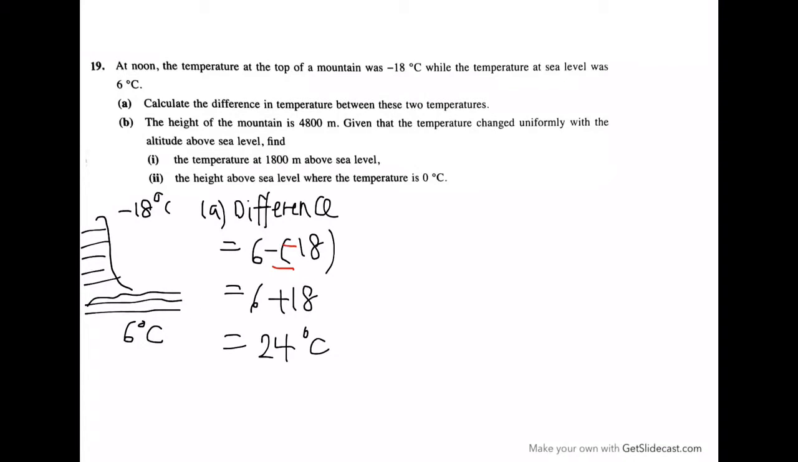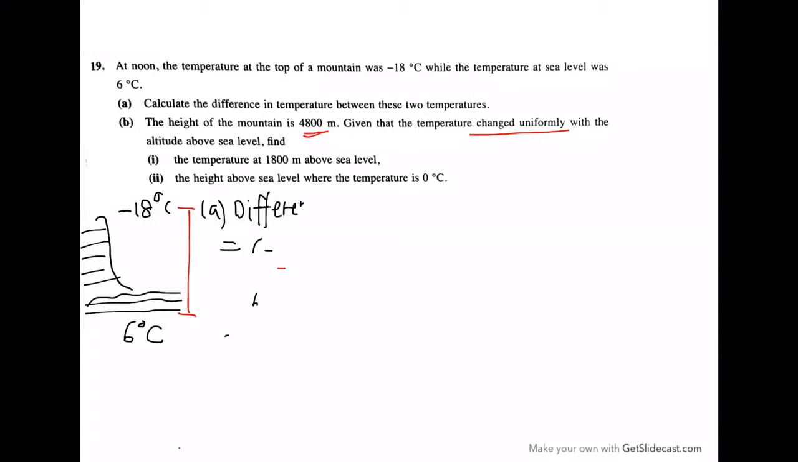degrees Celsius. Next one, 19b. The height of the mountain is 4,800 meters. Given that the temperature changed uniformly, that means what is the change in this temperature? Is it just negative 18 degrees Celsius or 6 degrees Celsius, or is the change actually 24 degrees Celsius? Well, the change is 24 degrees Celsius. So we are going to use this value, the change of 24 degrees Celsius, with the value of the change in the height, 4,800 meters.